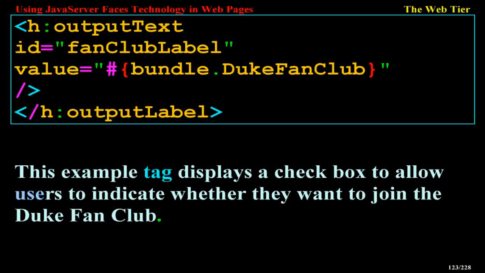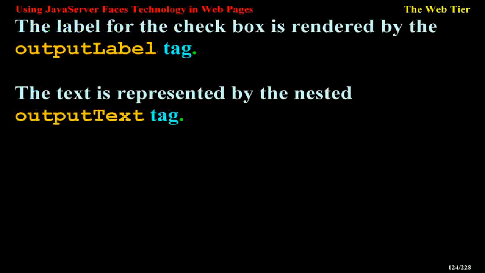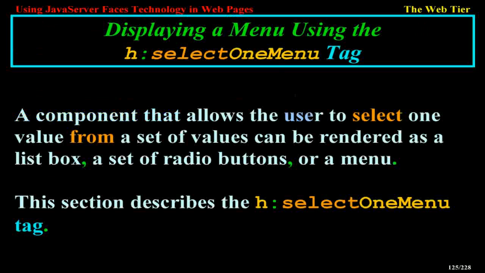This example tag displays a checkbox to allow users to indicate whether they want to join the Duke fan club. The label for the checkbox is rendered by the outputLabel tag. The text is represented by the nested outputText tag. Displaying a menu using the h:selectOneMenu tag. A component that allows the user to select one value from a set of values can be rendered as a list box, a set of radio buttons, or a menu.